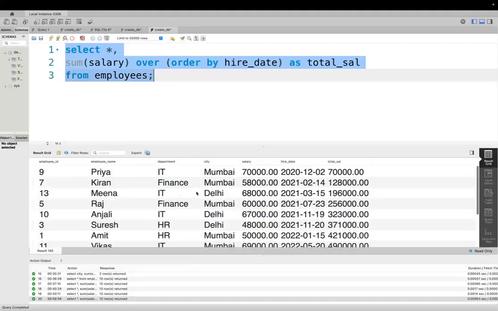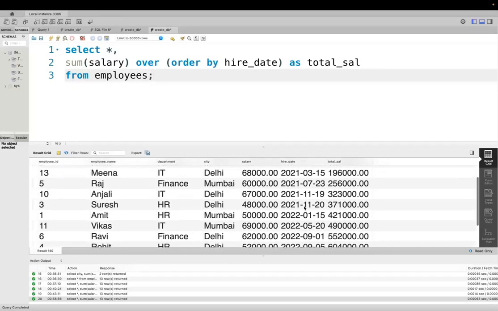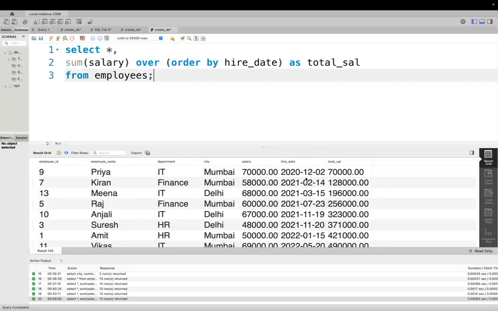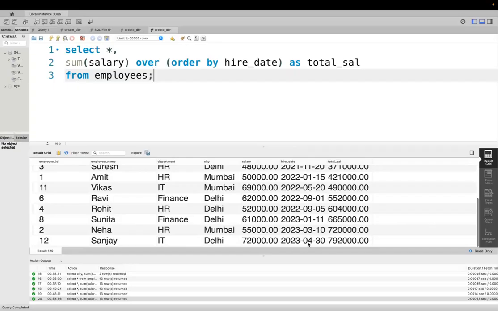Now you see how it has sorted the data based on hire date. By default it will be ascending, right? So 2nd of December 2020, 14th Feb 2021, 15th March 2021, 23rd July 2021. So it has sorted it in ascending order, with the earliest hire date first and the latest at the end.